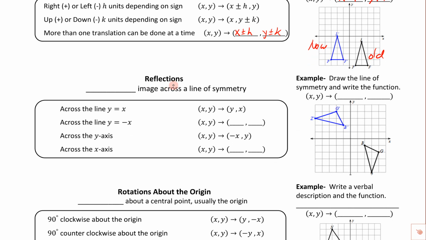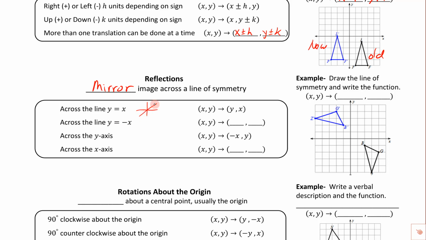Let's talk about a reflection. A reflection is a mirror image across a line of symmetry. Now we had a whole bunch of lines of symmetry that we used. There were 4 of them in fact. The first one was y equals x. If it's a reflection across the line y equals x, then the x and y simply switch places. The x and y just switch places. What used to be the x is now the y, and what used to be the y is now the x.